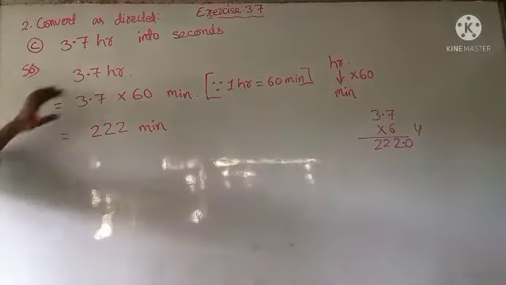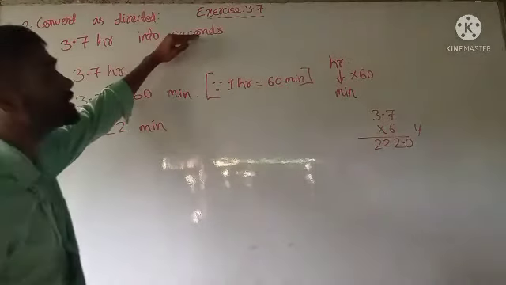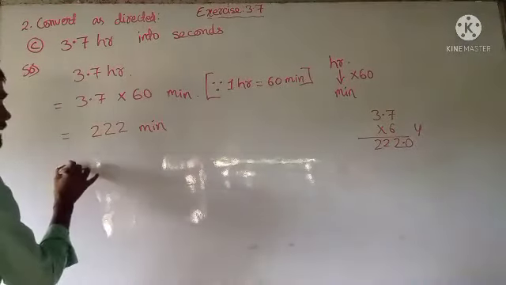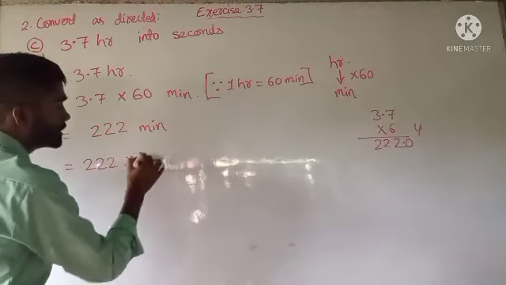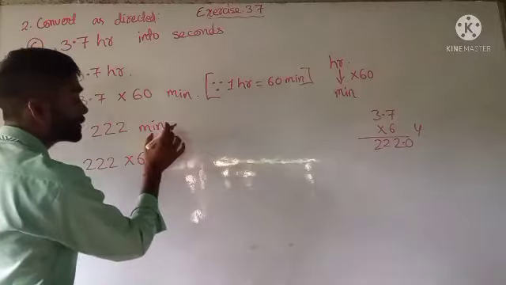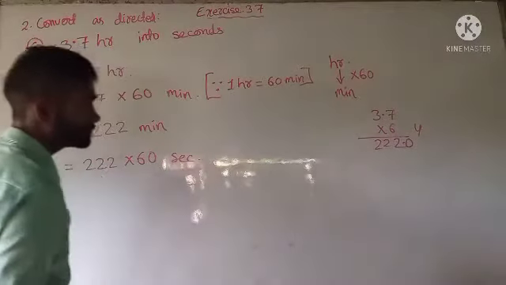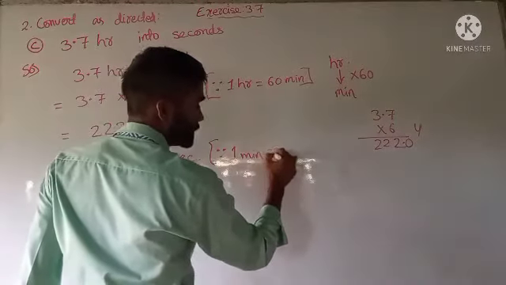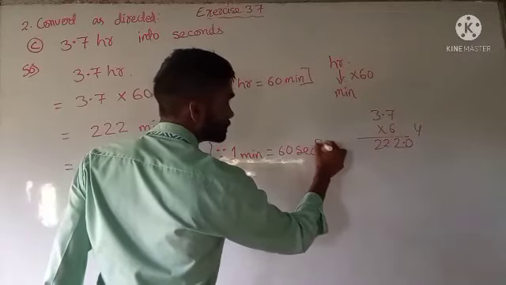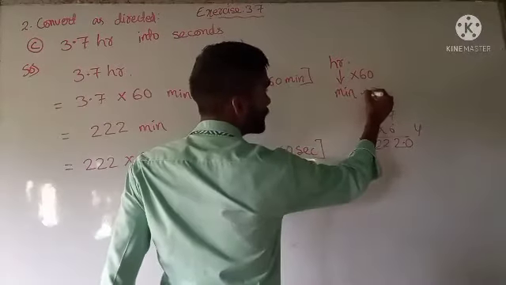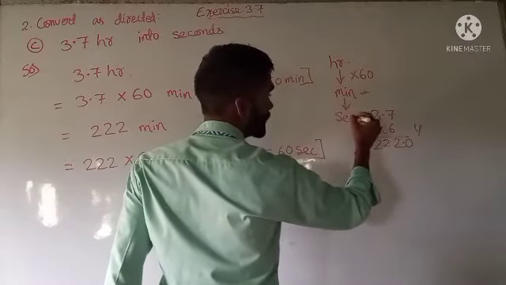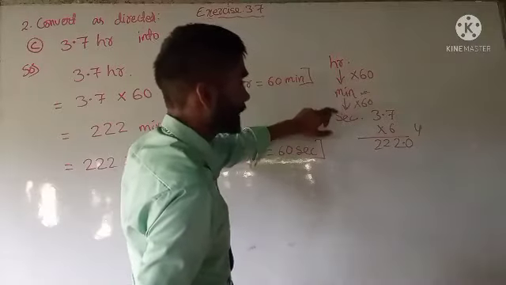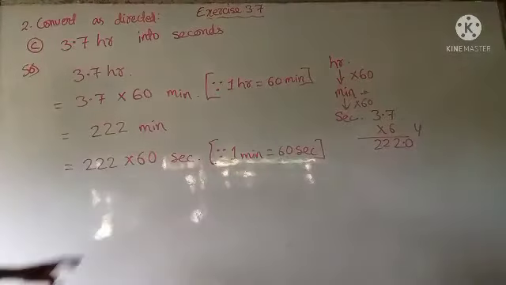Now we have converted it into minute, but here it is asked to convert it into seconds. Now in order to convert this minute into seconds, what we need to do is we'll again multiply this 222 into 60, so that this unit here will change into seconds, because in 1 minute it is equal to 60 seconds. Now we have converted into minute. Now again from minute we are converting it into seconds. Now we are multiplying again with 60, because from greater unit we are converting it into smaller unit. So we have multiplied here with 60.